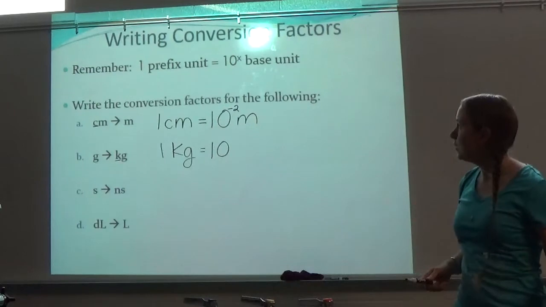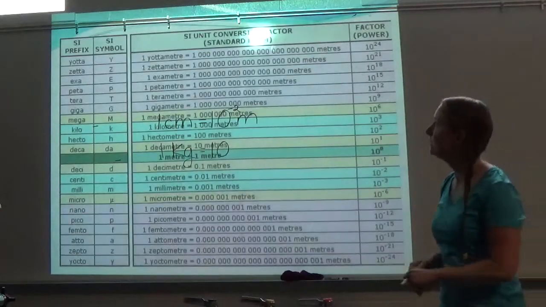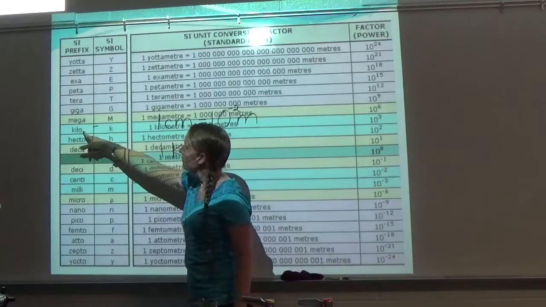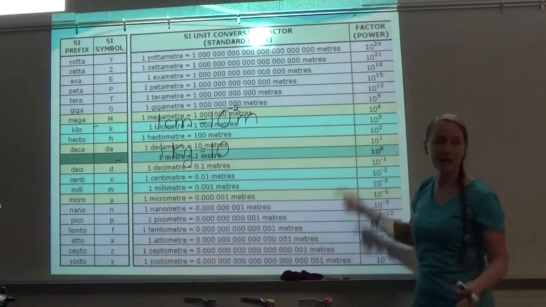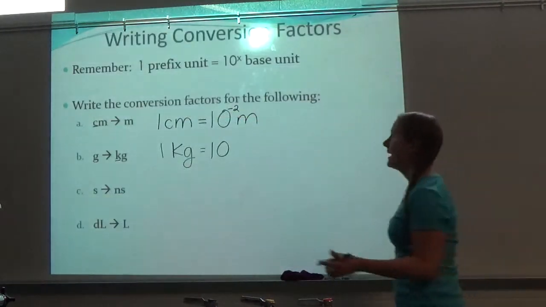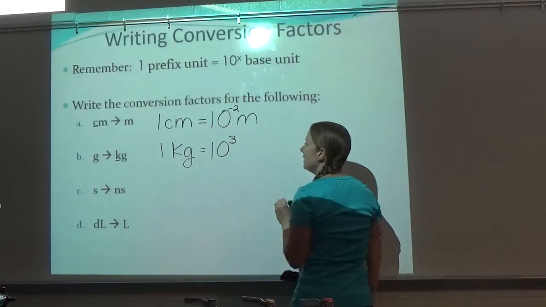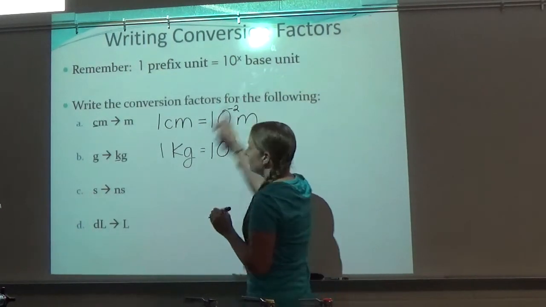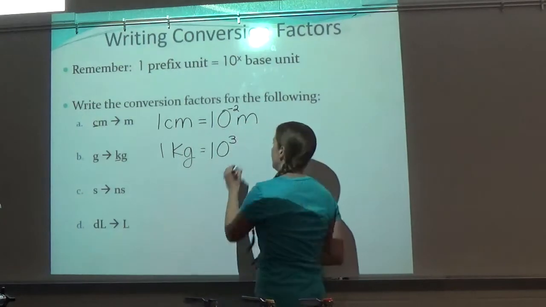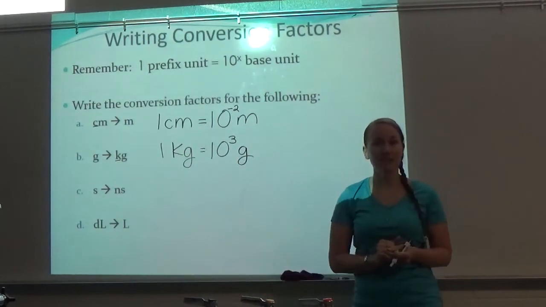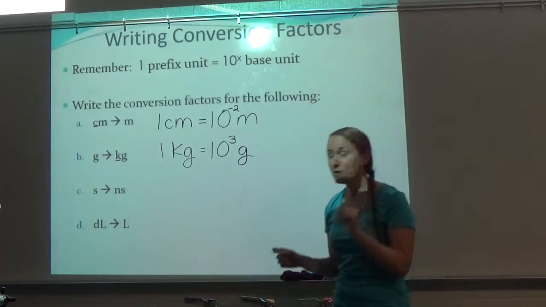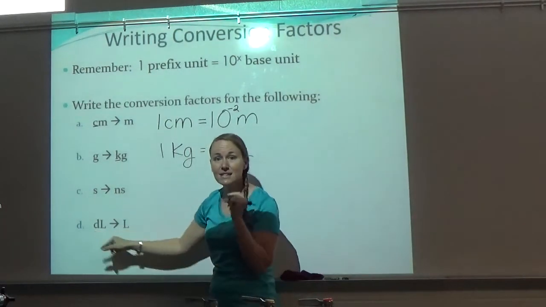So I'm going to go back. Hopefully none of it's blocked. I find kilo right here. I go across. Kilo is 10 to the 3. So I go back and say, okay, it's 10 to the 3. And then my base unit, which in this case is just grams. Just like that. So here, you pause it and you try the next two, and then we'll look at it together. Remember the difference in D and DA, D is deci.